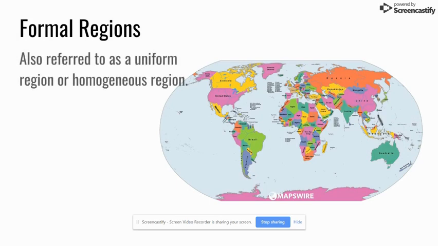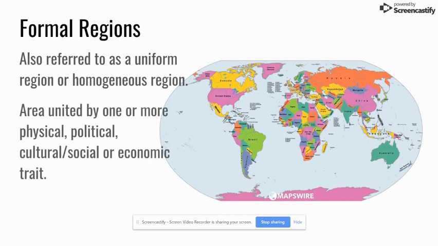We refer to formal regions as uniform and homogeneous because they share in common usually one, but sometimes more characteristics, whether that is a physical characteristic like a desert or a climate area, or political, maybe it's cultural, social, dealing with language or religion, or maybe it's economic, whether it deals with currency or agricultural profit or whatever it might be. So look at this map. This is a political map of the world, also broken down into formal regions. The United States is definitely a formal region.